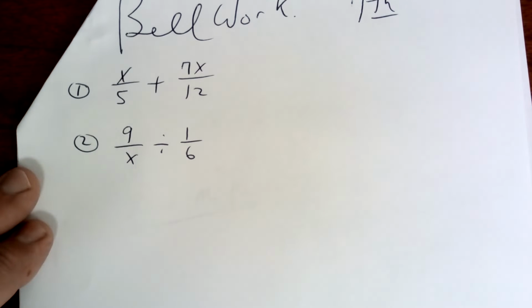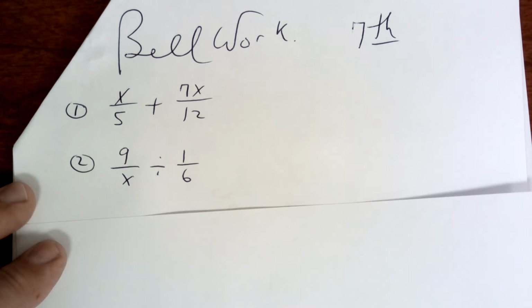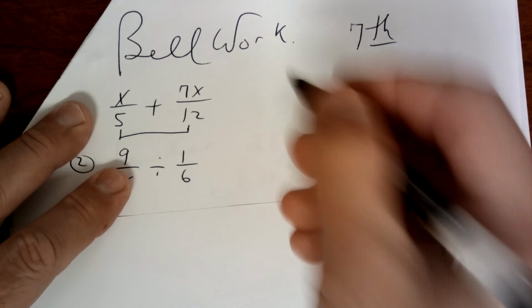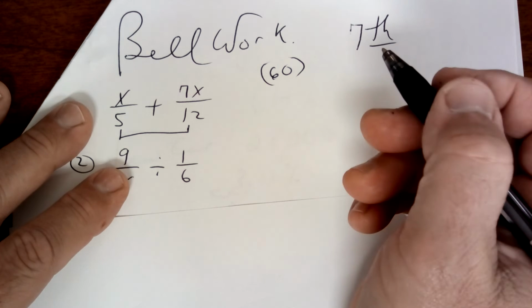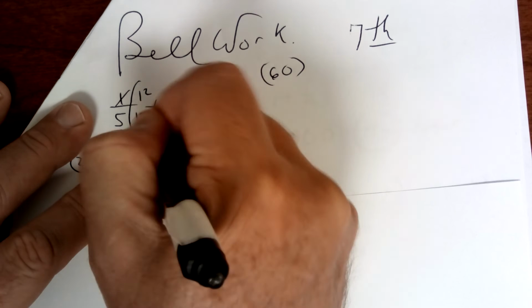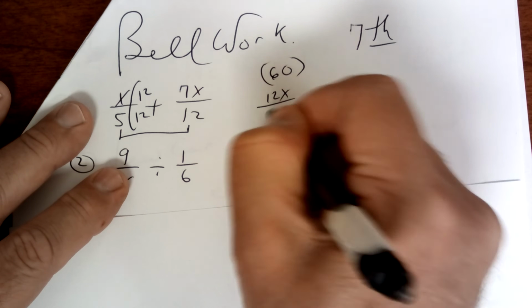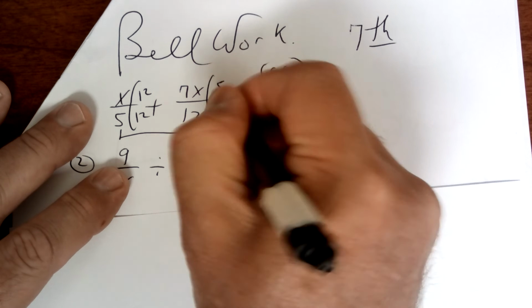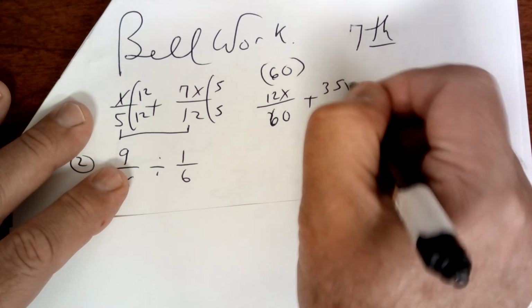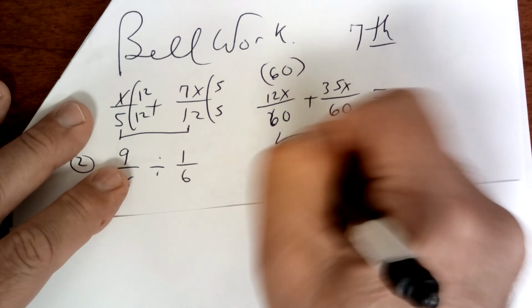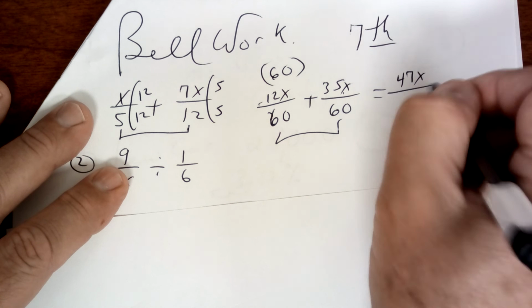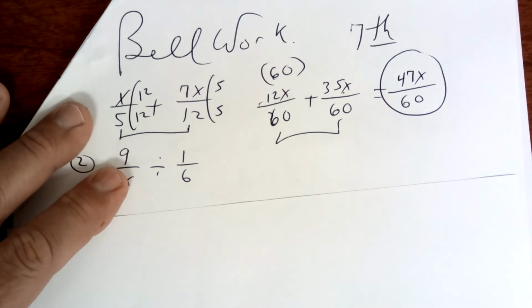Let's turn our attention now to my seventh period class. All right, well here, your least common denominator is 5 times 12, which is 60. So what you want to do is multiply this one by 12, so you're going to get 12x over 60, plus this one you're going to multiply by 5 and get 35x over 60. Now that you have the same denominator, you add this up and get 47x over 60. And there's your answer, and that's how you do it.